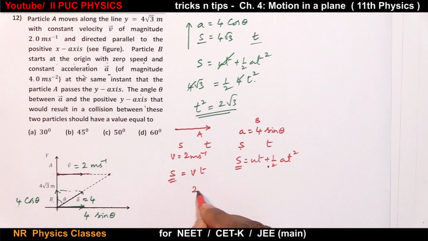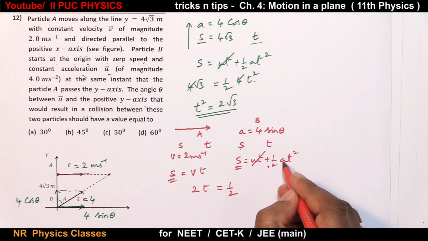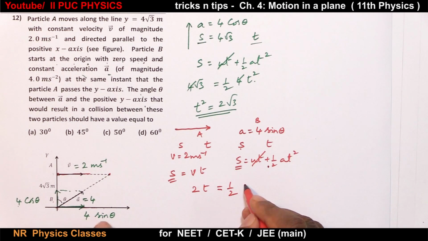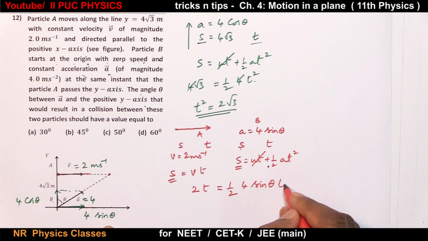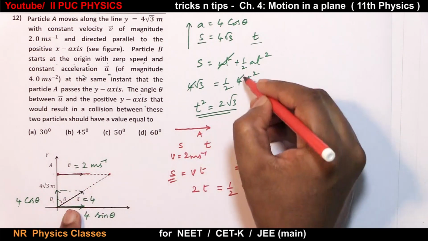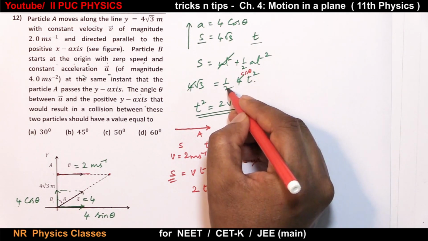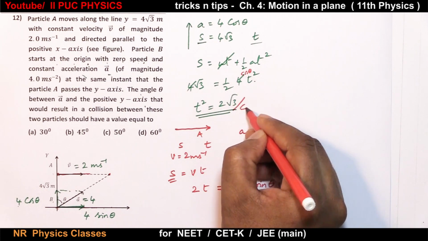Velocity 2 times t equals initial velocity 0 plus half acceleration, 4 sine theta, into t square. Good. If I consider motion along the x-axis, the acceleration is 4 sine theta. If I consider acceleration along the y-axis, it is 4 cos theta. So there should be 4 cos theta here. So t square is 2 root 3 by cos theta.